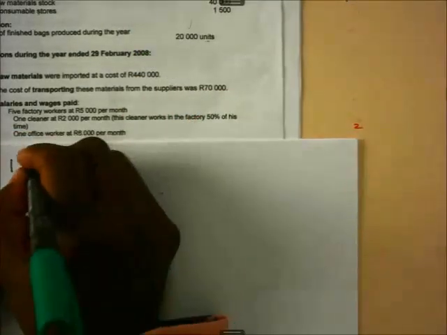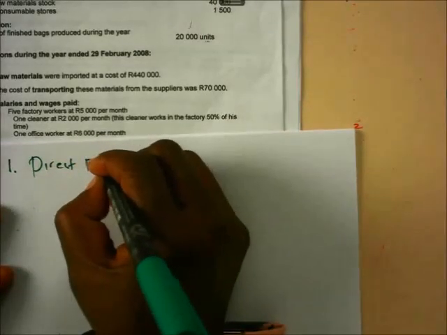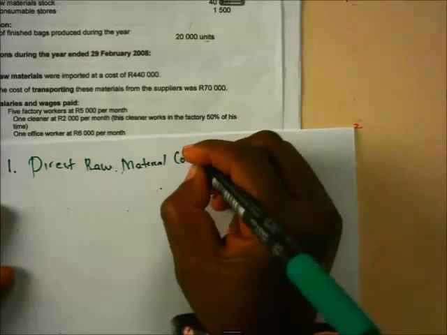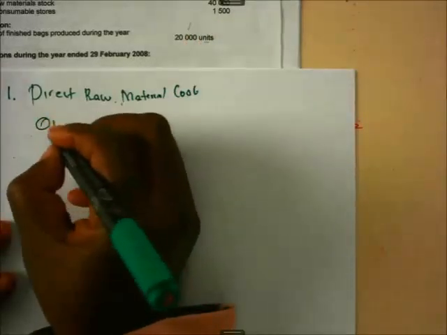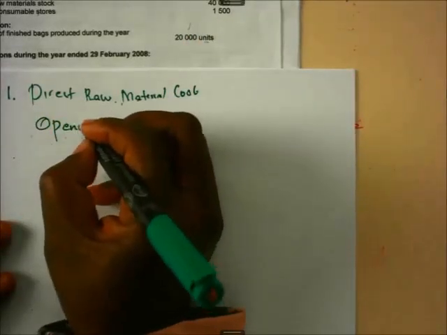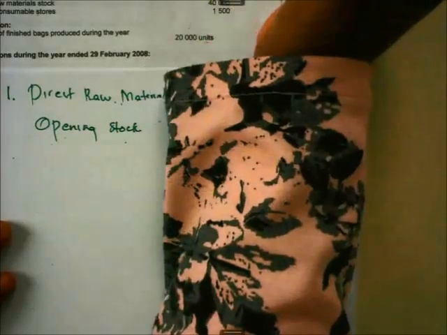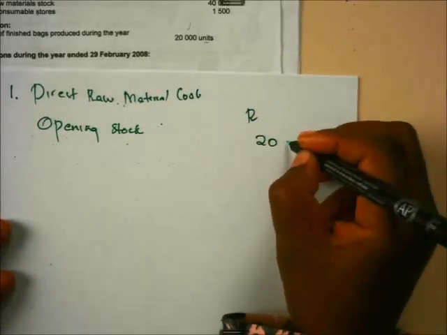Now we are starting with this note, direct raw materials cost. Now let us start with the opening balance, if any. Opening stock on the 1st of March 2007. Here is the direct raw material. This is the opening stock. Now we say 20,000 as opening stock.